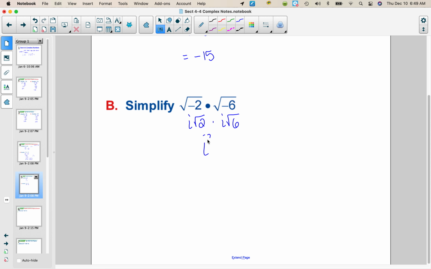So we have i squared root 12. So we know that i squared is just going to be a -1. And then we can simplify this root 12 because 4 is the largest perfect square that goes evenly. So my answer is -2 root 3.